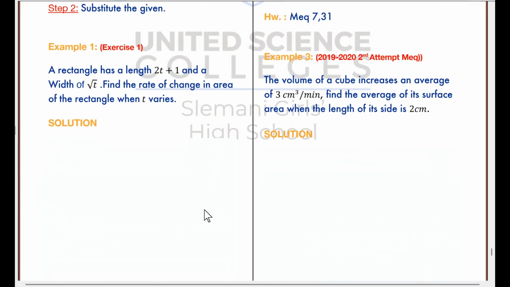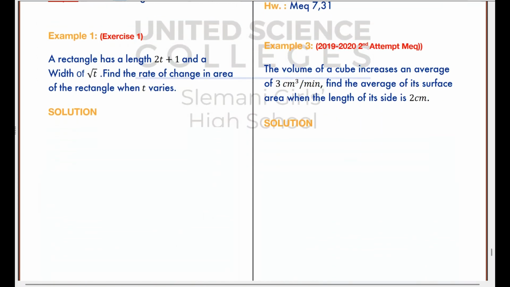Okay, first question, an exercise question in the book. A rectangle has a length 2t plus 1 and a width square root t. Find the rate of change in area of the rectangle when t varies. So the question says t varies, so we're going to take the derivative with respect to t. So what is the first thing to do? The first thing to do is writing the formula, the equation. What is the equation? Area.